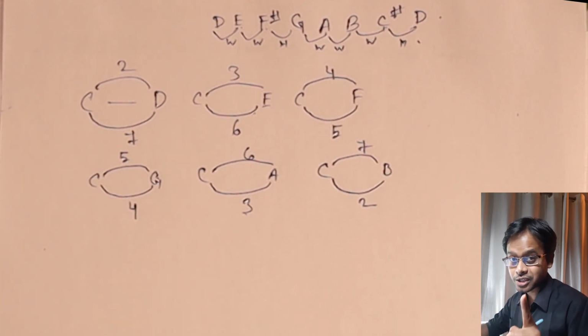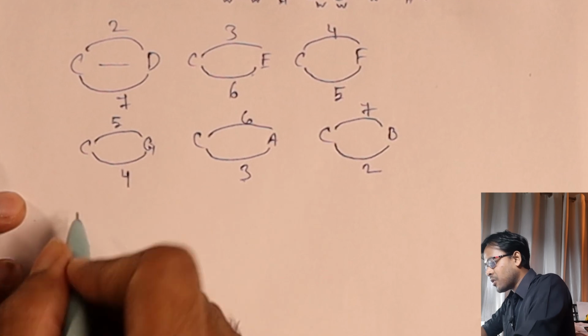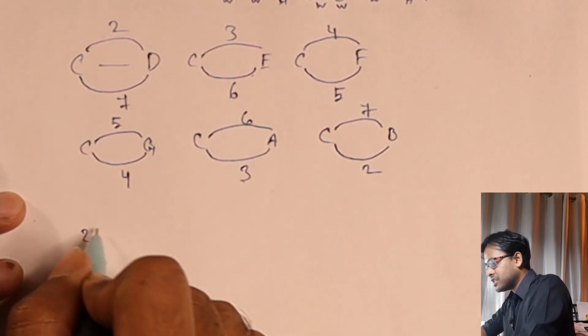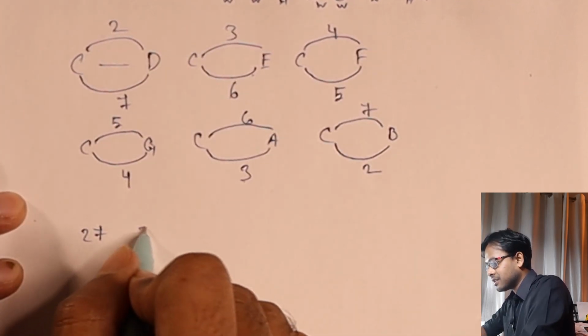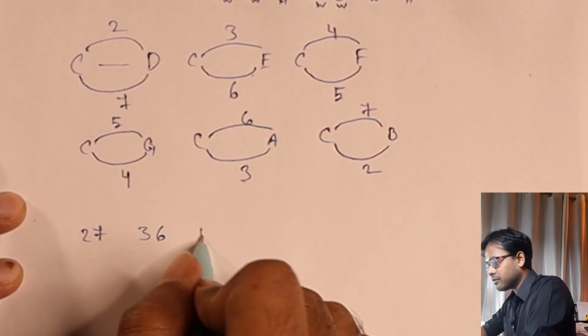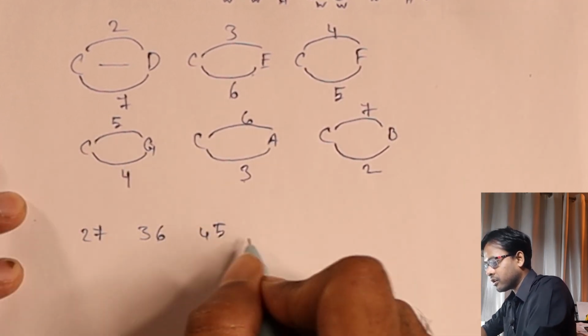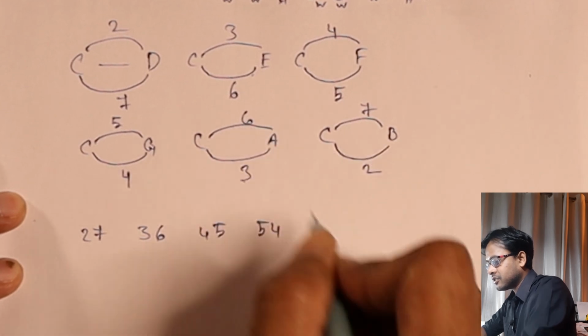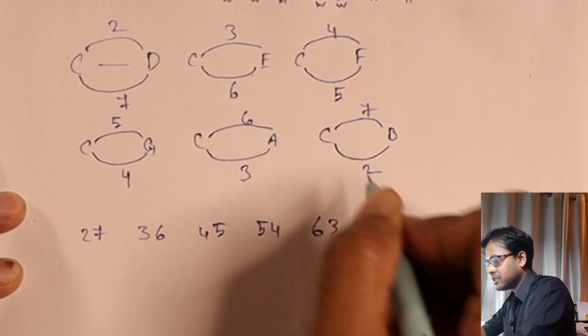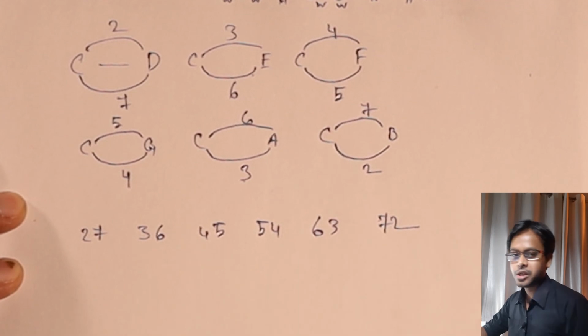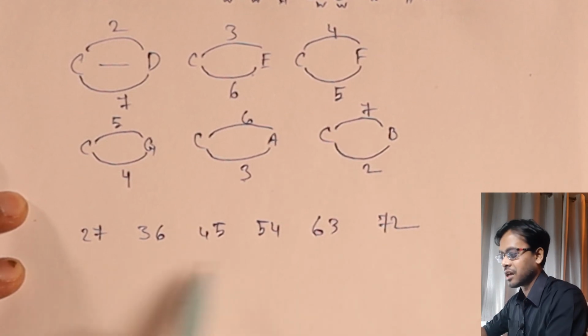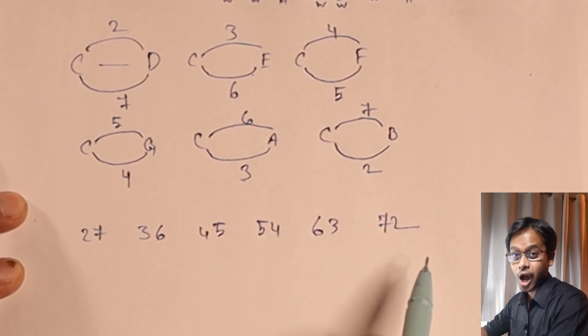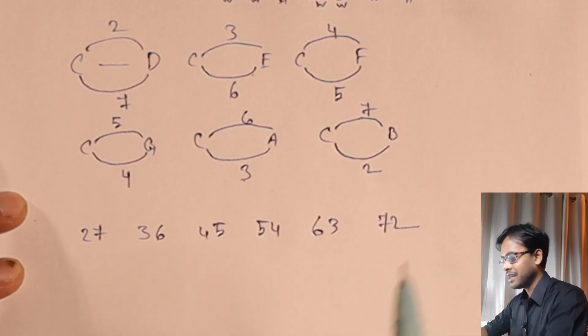Okay? Now, let me give you the magic numbers that will help you to quickly determine the distance between two notes without actually counting it. So: 2, 7, 27. 3, 6, 36. 4, 5, 45. 5, 4, 54. 6, 3, 63. 7, 2, 72. You just need to remember these numbers. And how will you remember these numbers?